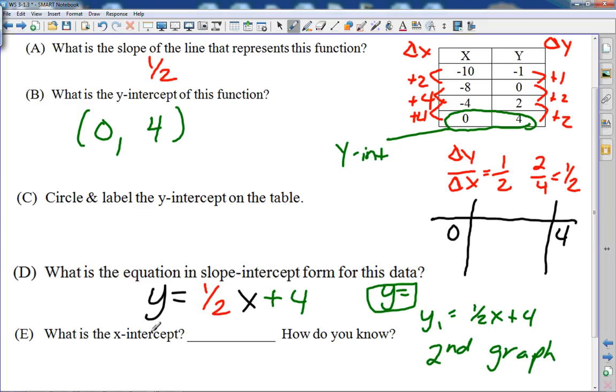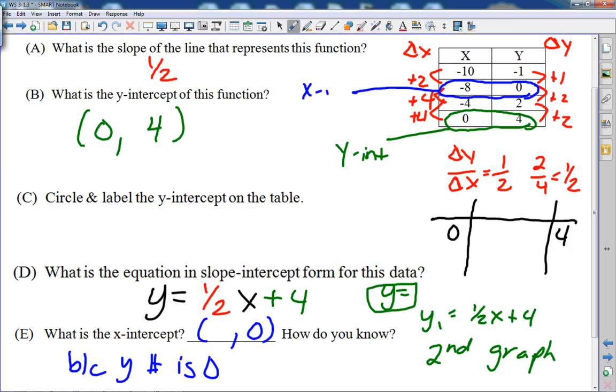Now the next thing says, what is the x-intercept and how do you know? The x-intercept has a y number of 0. Okay, so I'm going to write because the y number is 0. Right here, there's my x-intercept. It's already in my table, so I'm going to circle it and write x-intercept. So it is -8, 0.